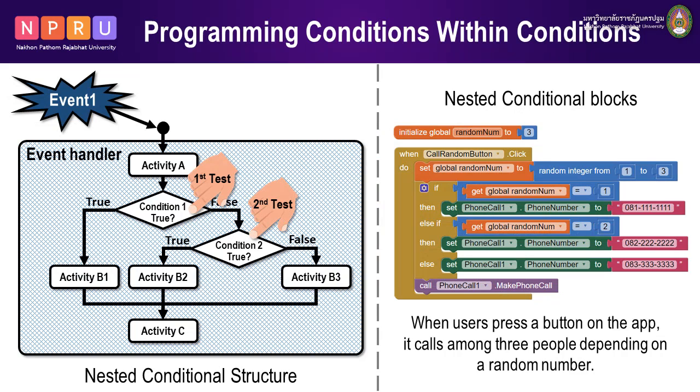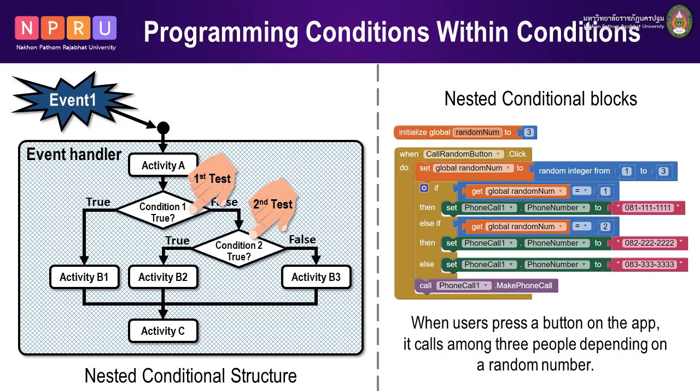In addition, many decision situations have more than just two outcomes from which to choose. For example, we might want to choose between more than two people in our random call program. To do this, we could place an else-if prior to the original else branch as demonstrated in the figure. With these blocks, if the first test is true, the app executes the first then branch and calls the number 081-111-1111. If the first test is false, the else-if branch is executed, which immediately runs another test.